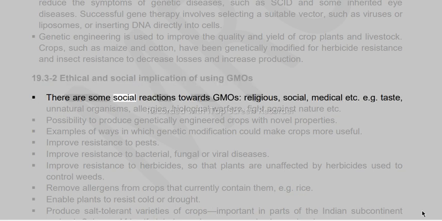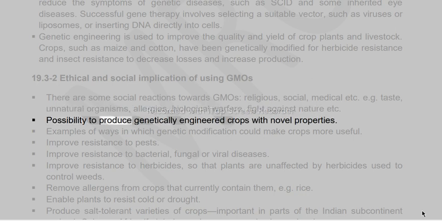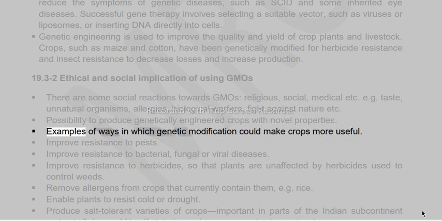There are some social reactions towards GMOs, religious, social, medical, etc., e.g. taste, unnatural organisms, allergies, biological warfare, fight against nature, etc. Possibility to produce genetically engineered crops with novel properties. Examples of ways in which genetic modification could make crops more useful.